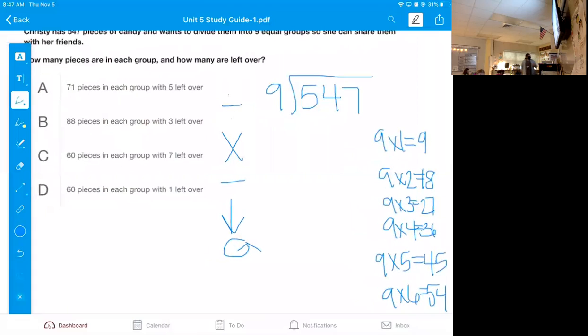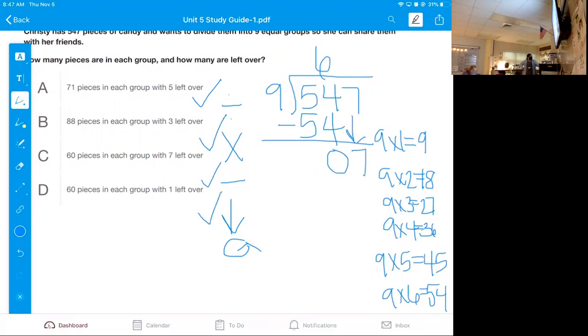Yes. So what fact should I use? 9 times 6. Okay. What do I write at the top? 6. What do I write at the bottom? 54. All right. So that gets division and multiplication. Now what does sister say to do? 54 minus 54 is? 0. Brother says? Bring down. What number do I bring down? 7. Okay. Brother says? Repeat.